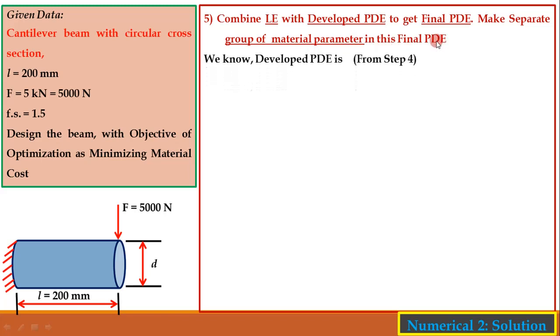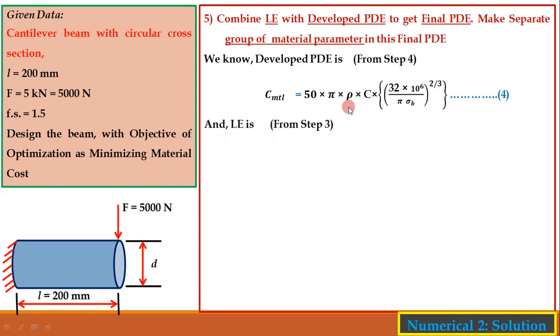First of all, we will write the developed PDE which we obtained in step number 4. So this is the developed PDE, and the limit equation from step number 3 is sigma B is equal to SYT upon Fs. Here we have to combine this limit equation with the developed PDE. That means we have to put this value of sigma B here, that is SYT upon Fs. In this way we are combining the limit equation with the developed PDE.